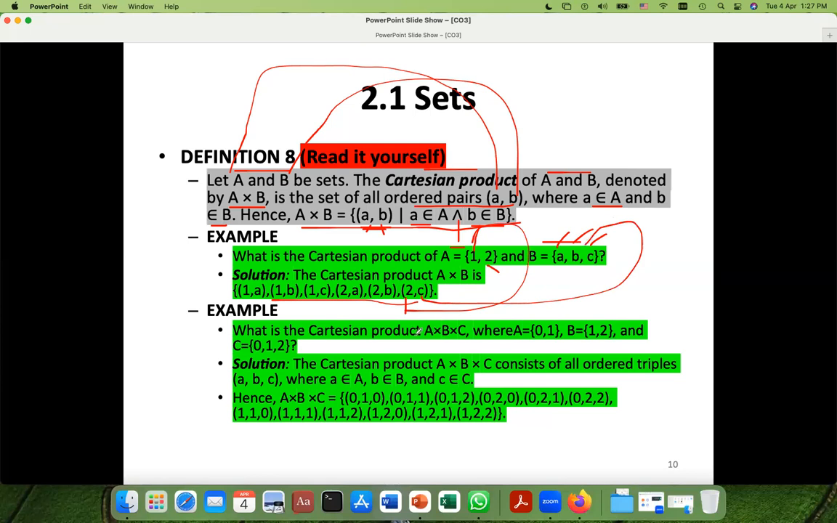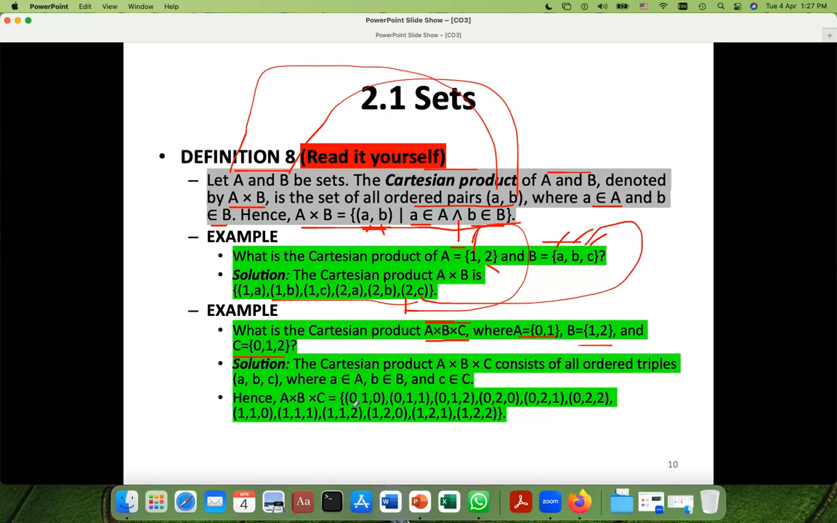And same is here. What is the Cartesian product for A cross B cross C? Now you have 3 sets. So you have to do the things again. But if you have 3 sets, each element of this Cartesian product will contain 3 elements. It is not a pair now. You can call it a triplet or triple.